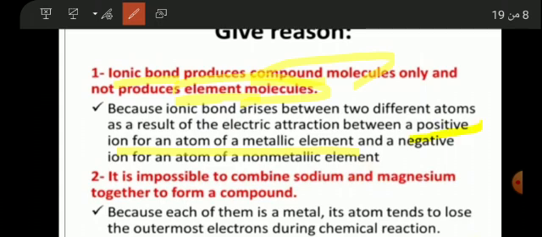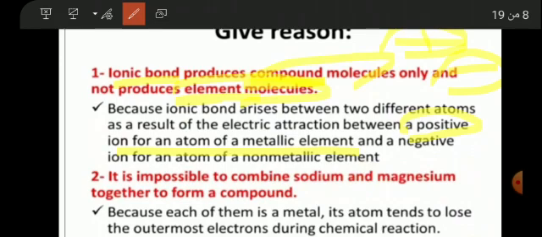So I have a positive ion from an atom of a metallic element and a negative ion for an atom of a non-metallic element. So I have a positive ion and a negative ion. The positive ion of metal atom and the negative ion of non-metal atom. That's why the ionic bond produces compound. Compound means the atoms, or the ions, are different. Okay, because it arises between two different elements, which are metal and non-metal. So it can produce compound molecule and can't produce element molecule. Element molecule needs the two to be alike. As for me, I say the ionic bond is found between positive ion and negative ion, meaning metal and non-metal.